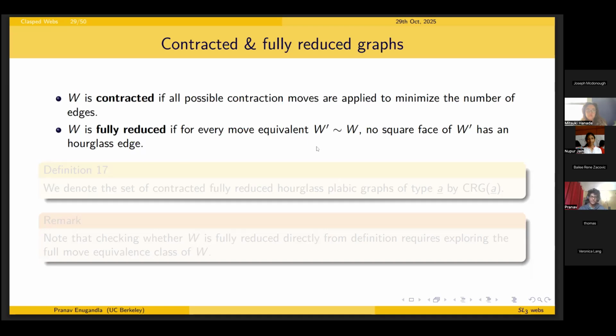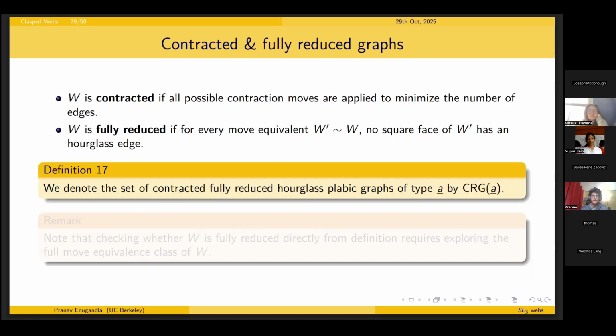It says you look at every single web that's move equivalent to yours. So you apply all possible moves, and then you check that in each of these webs, you never have a square face which contains an hourglass edge. This is a lot more complicated than Kuperberg's condition because in the SL3 case, I don't have any moves at all, so there's no move equivalence statement. And I just have to look at squares. So if I'm given a web, I can just see if it has a square or not, and then I'm done. Here I have to explore this whole move equivalence class and then decide if any of these move equivalent things has a square face with an hourglass edge.